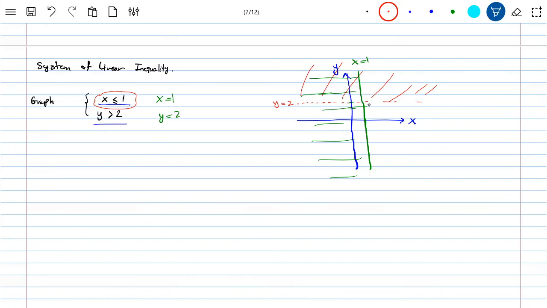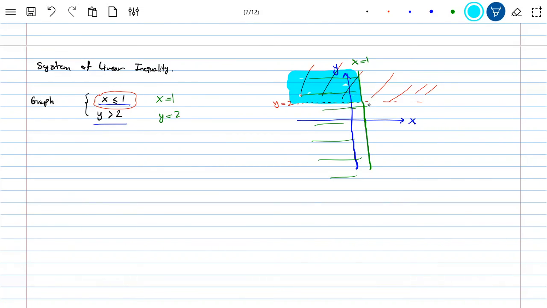In case you deal with vertical and horizontal lines, you don't need to go through all those test points. You can simply just check. And what is the intersection of all these shaded areas? What satisfies both at the same time is this area. Above 2 and left of 1. So this is our solution.